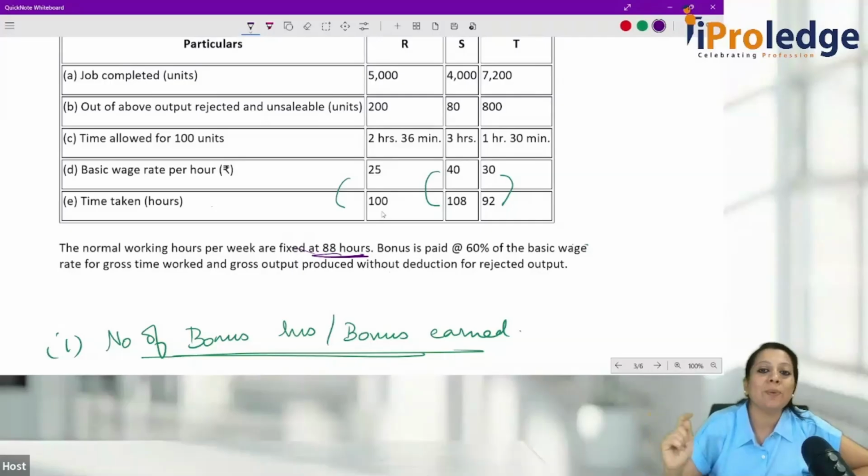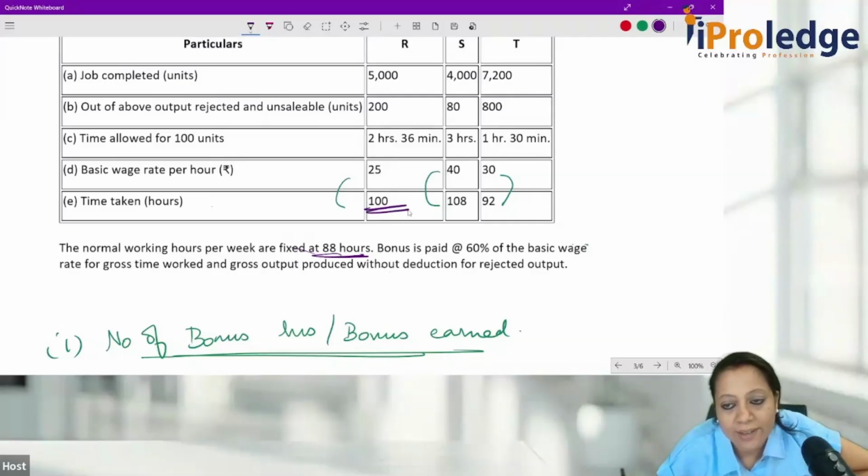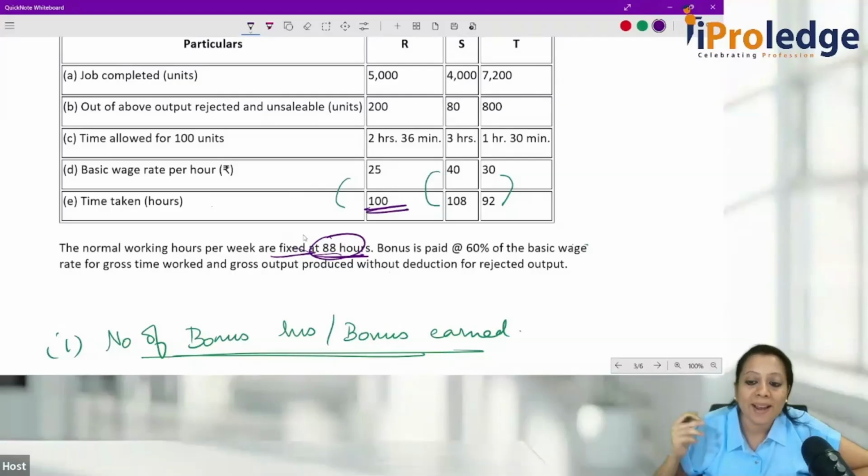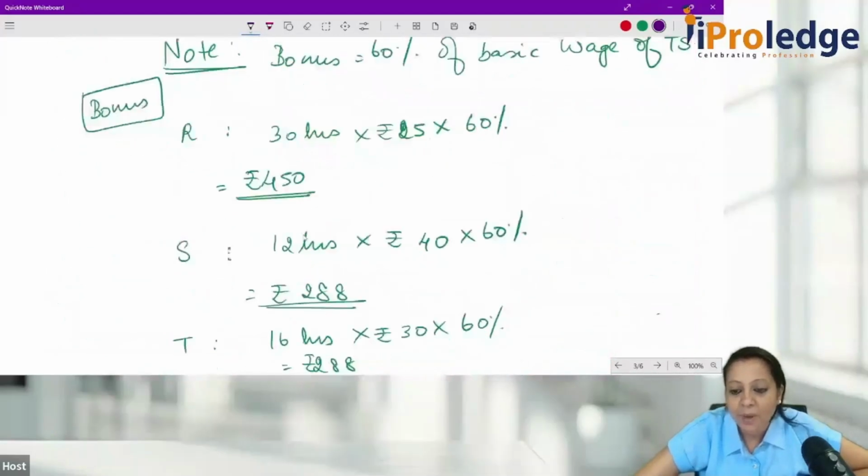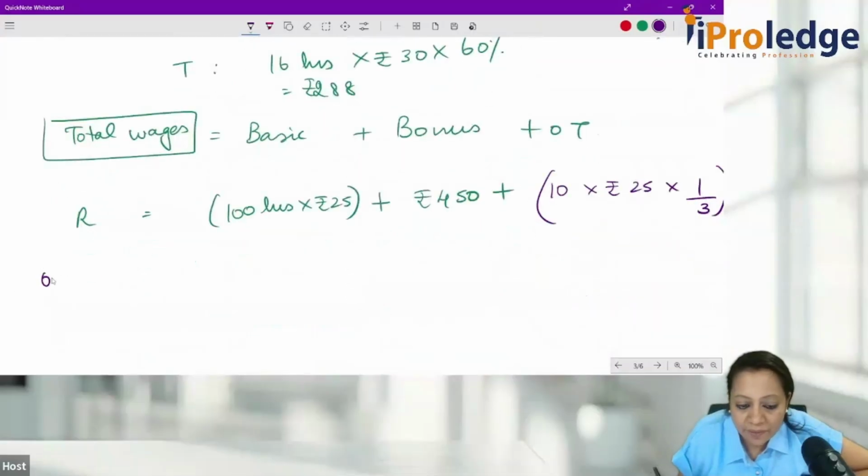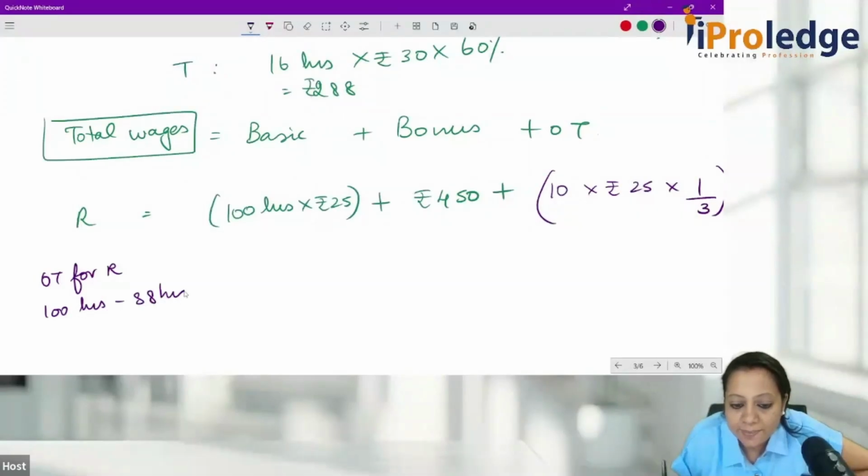So more than normal working hours makes sense, right? So now time taken is how much? 100 hours. But how much is the fixed time? 88 hours is fixed. They told me only 88 hours, but I worked 100 hours. So that means, can I say overtime for R is going to be 100 hours minus 88 hours? That is going to be 12 hours.